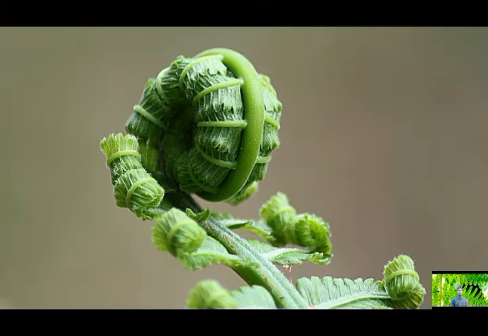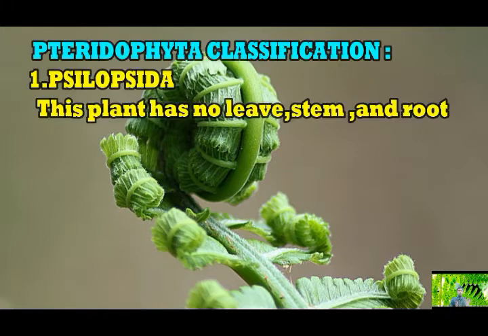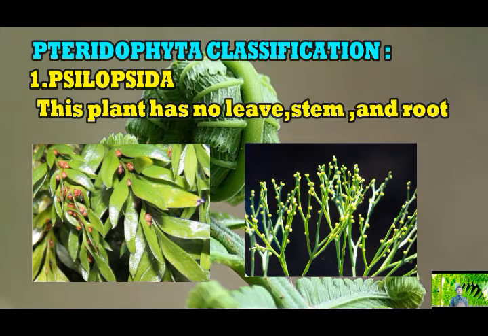Now we are talking about the classification of ferns. Classification in PTERIDOPHYTA, there are several. Okay, first PSILOPSIDA, or it can be said ancient ferns. This type of fern is mostly extinct. This plant has no leaves and has stem and root. It has a transport bundle branching with sporangium at the end of its branches.